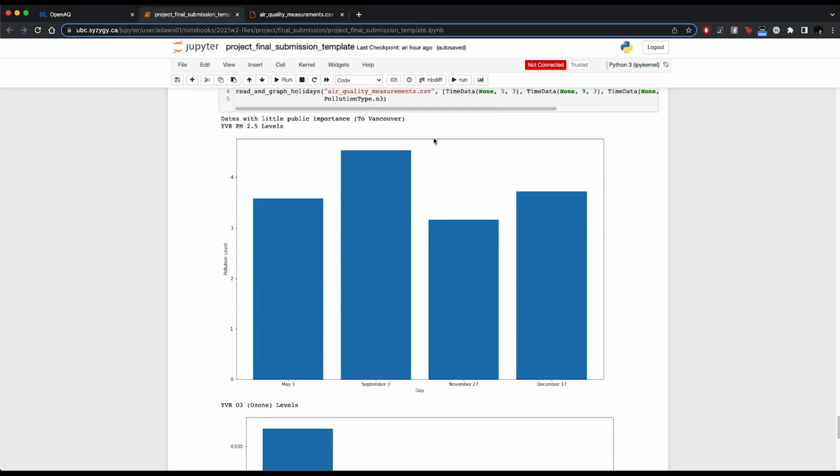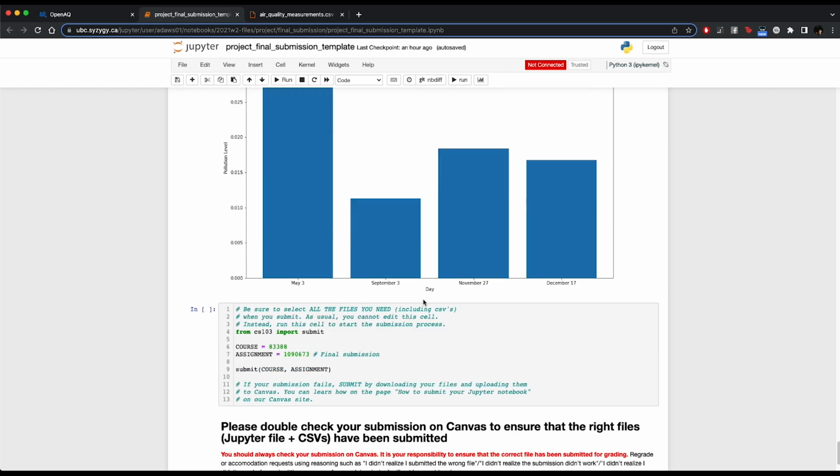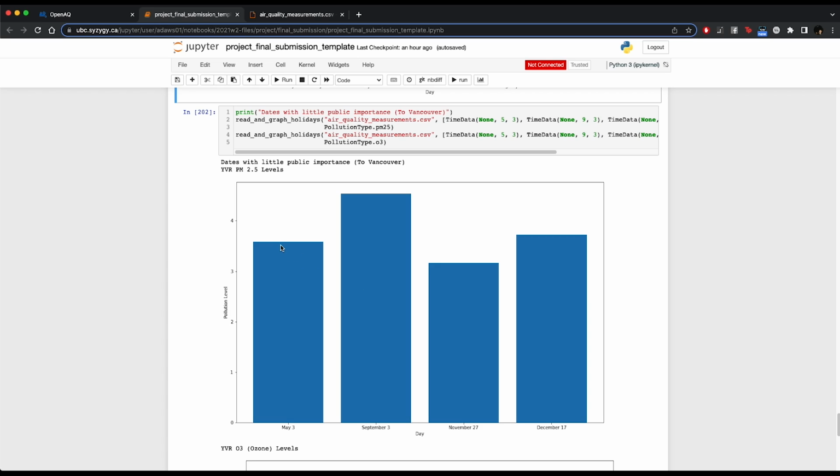So moving on to the dates with little importance to just the public within Vancouver that I deemed were just kind of average days throughout the year. These dates all correspond roughly to the average amounts of each pollution type over the data set, which was obviously something that we would have expected to happen. Obviously, every day is going to have different pollution levels.